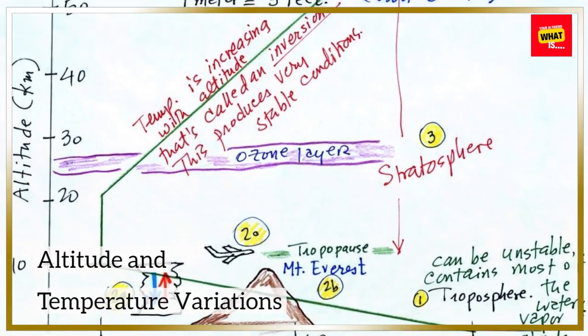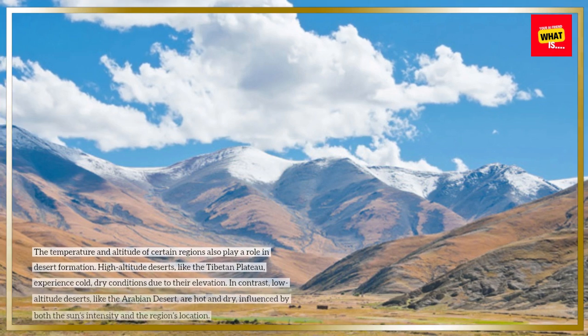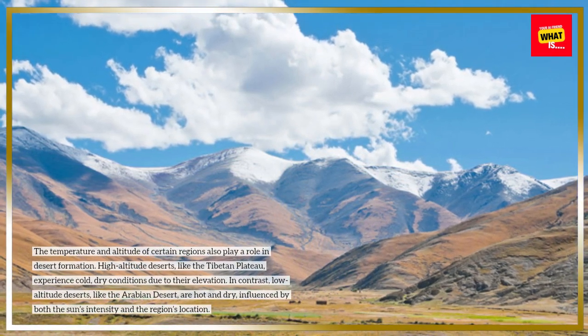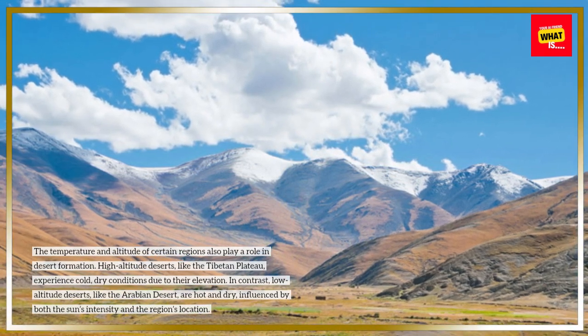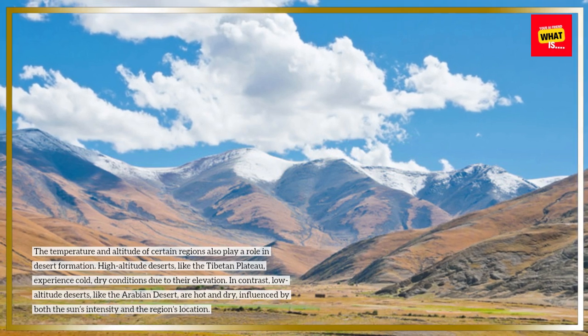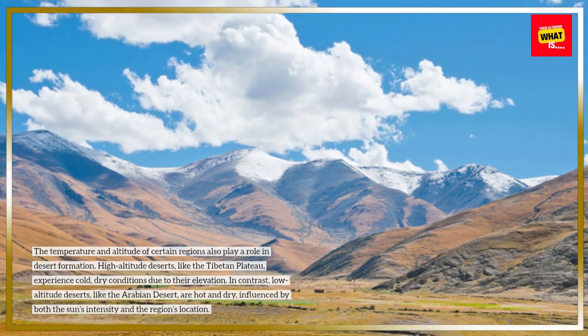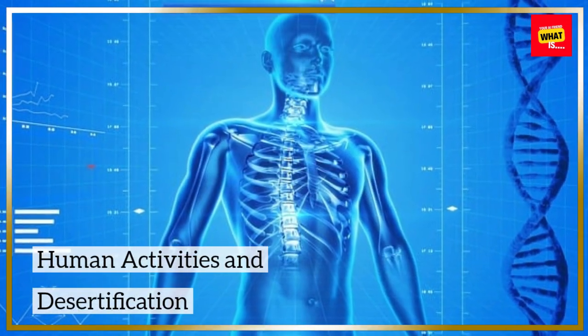Altitude and temperature variations. The temperature and altitude of certain regions also play a role in desert formation. High-altitude deserts, like the Tibetan Plateau, experience cold, dry conditions due to their elevation. In contrast, low-altitude deserts, like the Arabian Desert, are hot and dry, influenced by both the sun's intensity and the region's location.